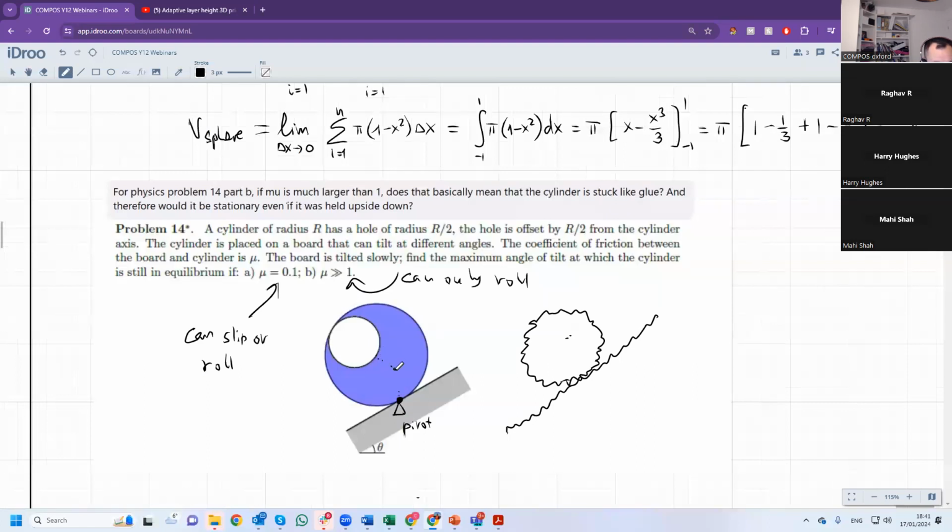This is the center of mass of the disk. It will be balanced like this. So you want to work out at what angle it will roll, and you don't need the friction force here. You don't even need to consider the friction force here.